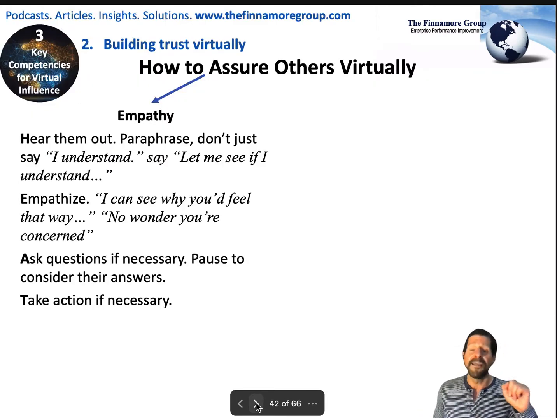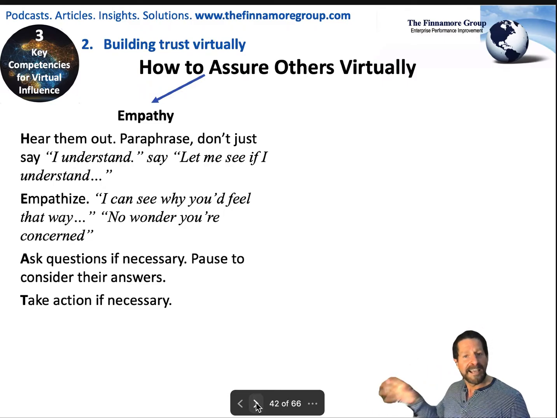Here's how. Number one, empathy. Empathy means being able to genuinely and sincerely take the mental perspective of another person. Here's how to cultivate empathy in yourself and also how to show it to the other person when you sense a concern. One, hear them out. Don't just say, I understand. That's not hearing them out. That's giving them a line of crap. Instead, you might say, let me see if I understand. What you're saying is this. Have I got that right?